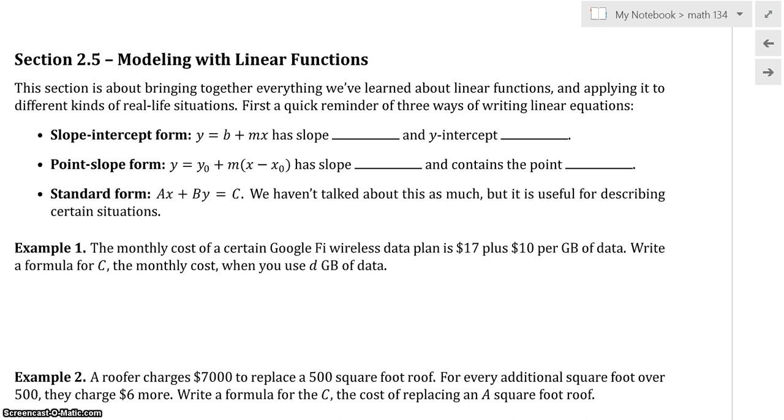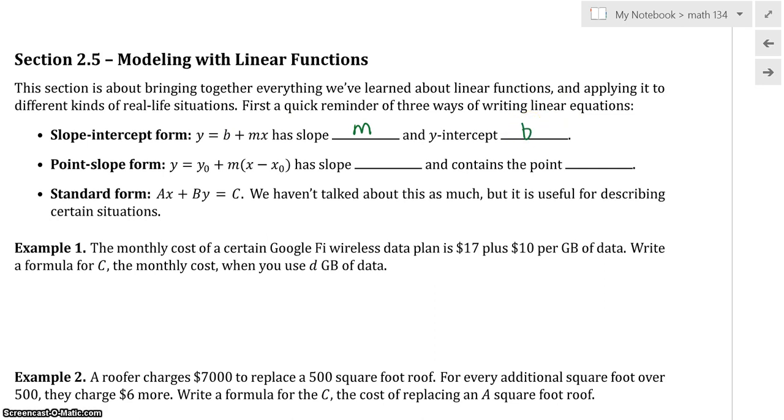The first way we learned was slope-intercept form. Here it is right here. What is the slope? The slope is in front of the x, so it's m. And the y-intercept is the constant, it's b.